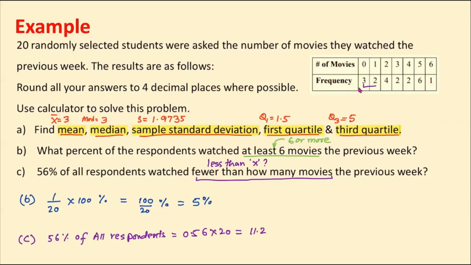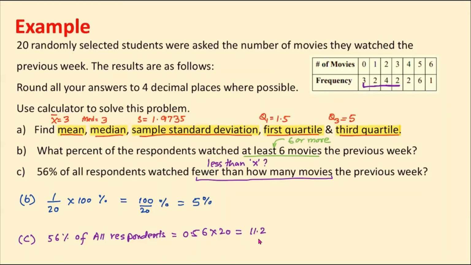Now, we are going up to 11. So if we go here, 3 plus 2 plus 4, 3 plus 2 is 5, 5 plus 4 is 9. We want to go up to 11. So 9 students watch less than 3 movies. Okay, that's 9. 9 plus 2 becomes 11. When we go to 11, then you can see that 11 students watch less than 4 movies.